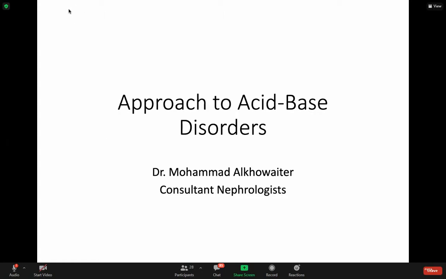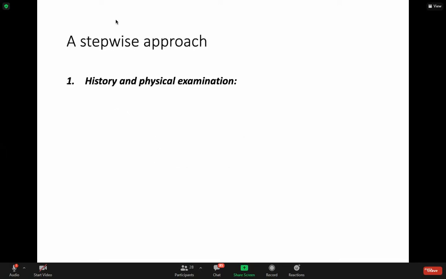We're going to talk now about how to approach acid-base disorder. So how do we approach it? We approach it by doing a stepwise approach.